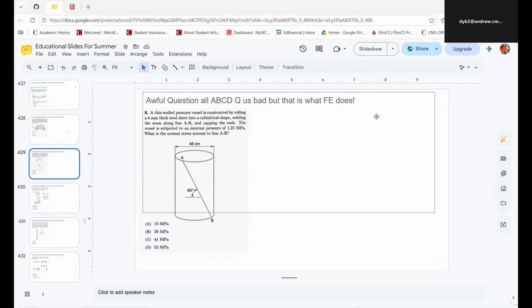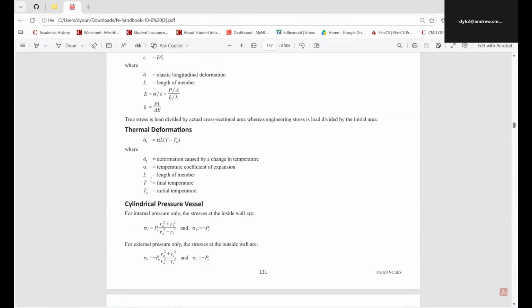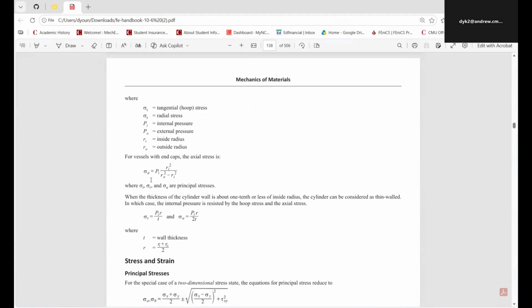A thin-walled pressure vessel is constructed by rolling a 6 mm steel sheet into a cylinder shape, welding the seam along line A and B. The clamp at the end, the vessel is subject to an internal pressure of 1.25. What is the normal stress on the line A/B? So the first thing we're going to look at is the hoop stress equation, which is pressure times R over T, which is equal to the tangential stress, and the area A equals pi R squared over 2T, and A is probably some kind of principal stress over here, and that makes sense.